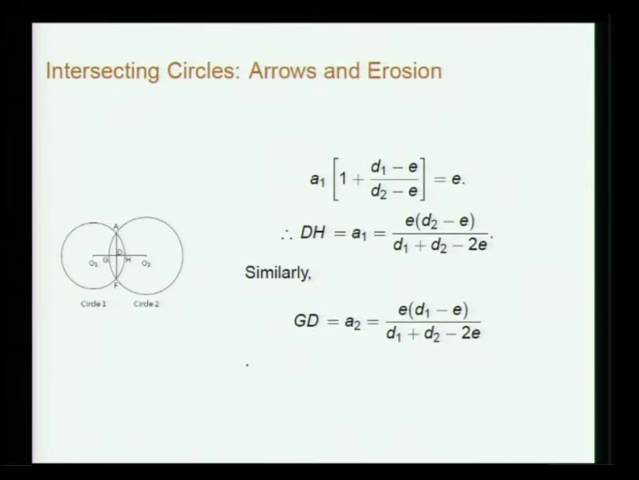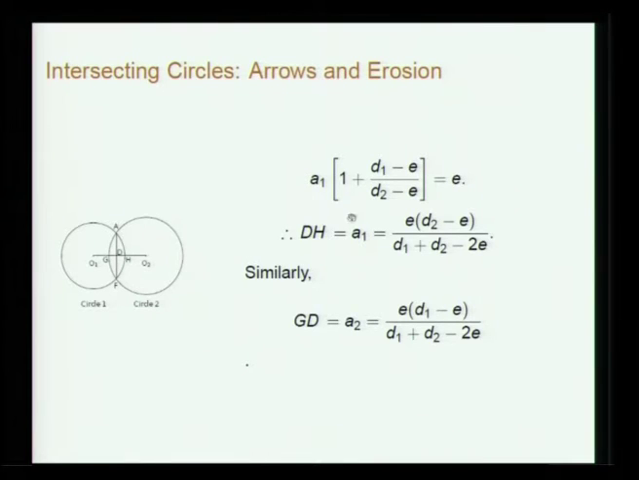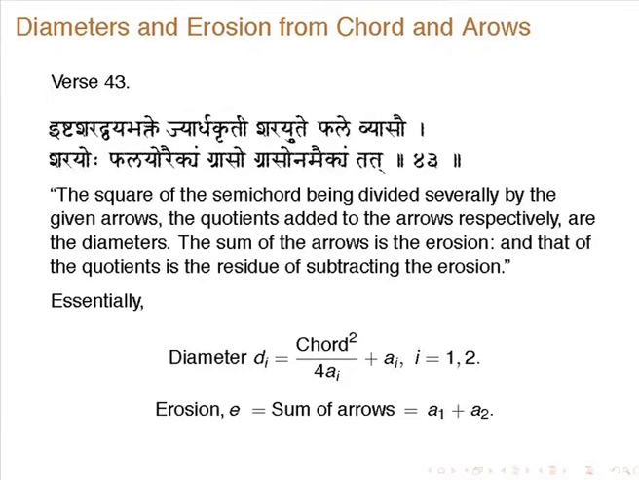So we got a relation, a1 plus a2 is E, and we got a relation between a1 and a2. Using this we get a1 into (1 plus (d1 minus E) by (d2 minus E)) is E. So a1 is this, and a2 is E into (d1 minus E) by (d1 plus d2 minus E). So these are the results.